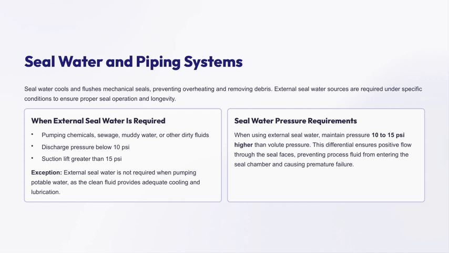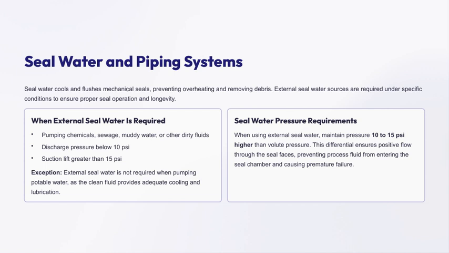Also, if the discharge pressure is below 10 psi or if the suction lift exceeds 15 psi, external seal water becomes necessary. An important exception to remember is when you're pumping potable water. Since it's clean, it provides enough cooling and lubrication without the need for external water.